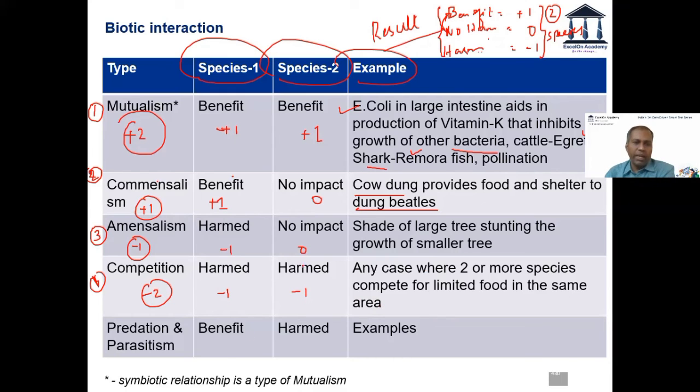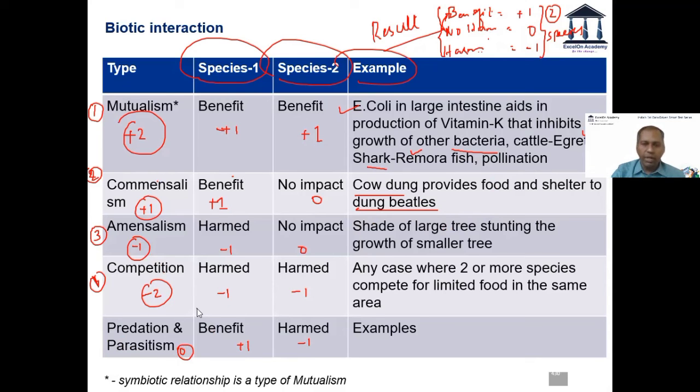The last part is predation and parasitism. This we understand. One is benefited and the other is harmed, so the score is 0. Are you able to understand this kind of weightage? So if you can just remember, mutualism is plus 2.